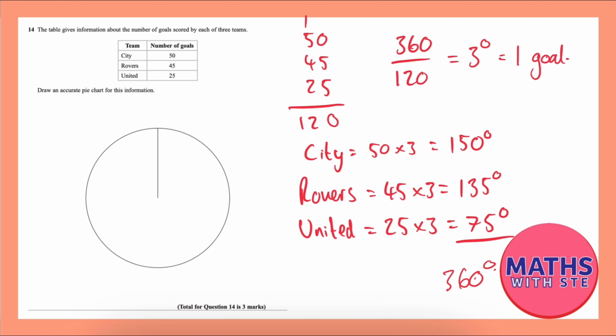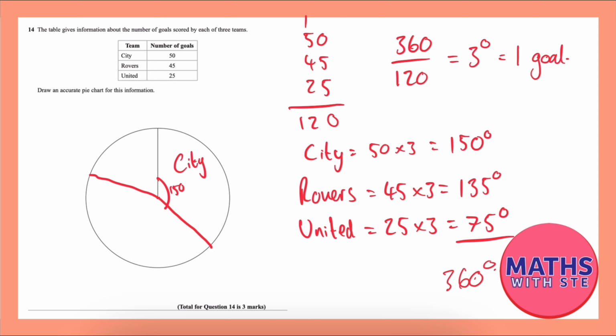Now 150 degrees, I can't do this without a protractor, but I know that a straight line would end up being 180. So I'm going to say 150. It's going to look something like that. But you know, you can put that in there. You can say 150, and you can say City. Okay. And then next, if we do Rovers, that's going to be 135. Well, 90 would be like there, wouldn't it? So I'd say it's going to be something like here.